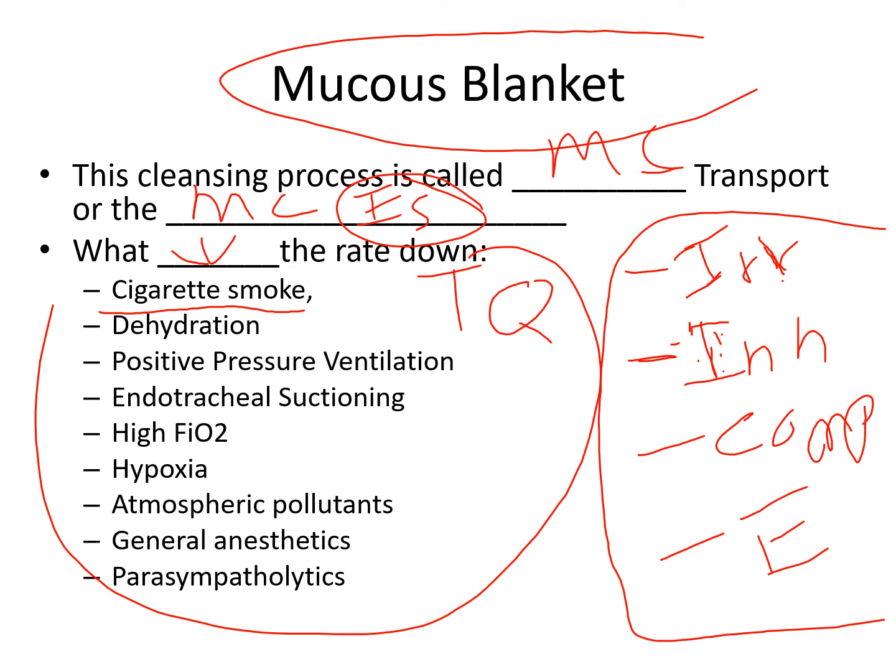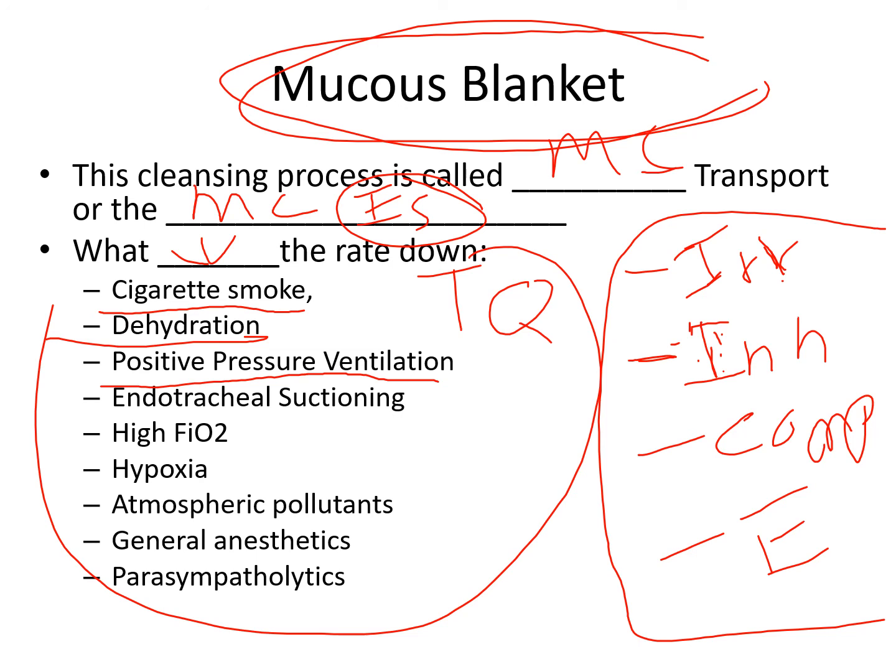So that's one of the reasons why people that smoke are more prone to infections. They're more prone to pneumonias, more prone to getting the flu, more prone to all these bad respiratory diseases, because the cigarette smoke impedes their ability to get rid of bad stuff. So say hello to your doctor bill, unfortunately. So cigarette smoke, dehydration, we talked about this, making the mucus thick and sticky, especially if it's the sol layer that gets dehydrated. You're really not going to be able to move that mucus blanket very much. The next one is a very important one to remember, positive pressure ventilation. That's us.